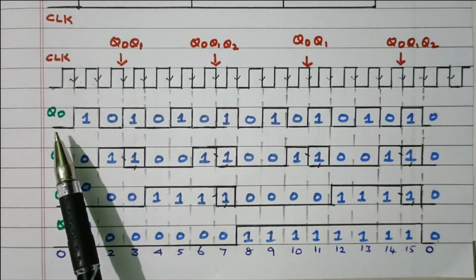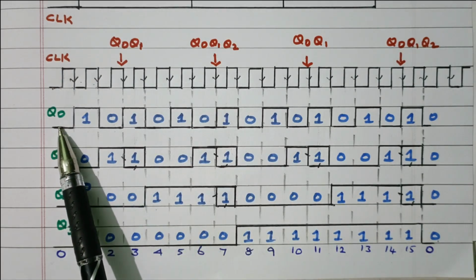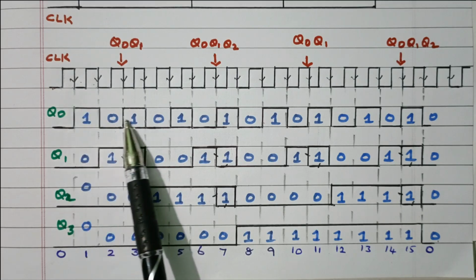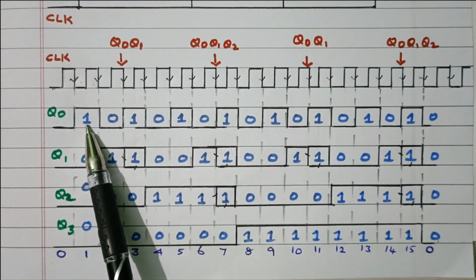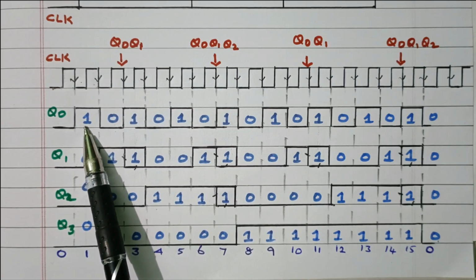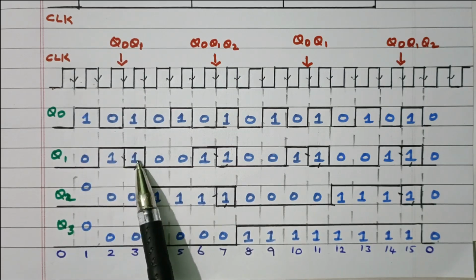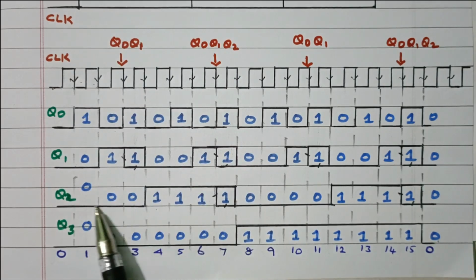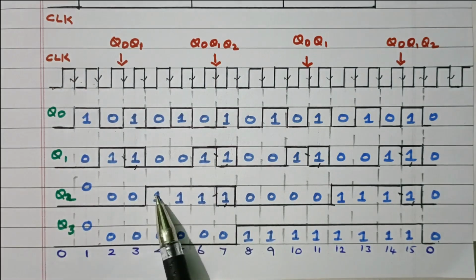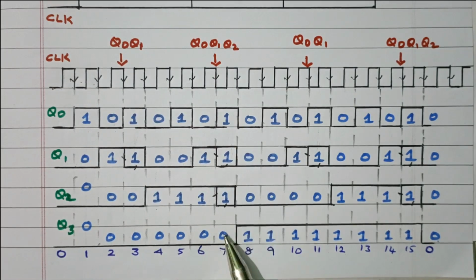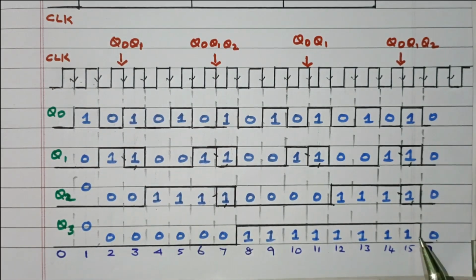So briefly I will explain. The first flip-flop always has its input high, so every clock pulse it toggles. The second flip-flop's input is the output of the first flip-flop. Whenever the output Q0 is 1, it toggles. 1 means toggle, 0 means no change. The third flip-flop is based on these two, Q1 and Q0. Whenever both are 1, toggle. The fourth flip-flop is based on these three values. Whenever all three are 1, it toggles. Otherwise, the same data is maintained.